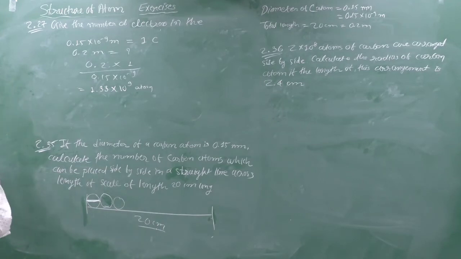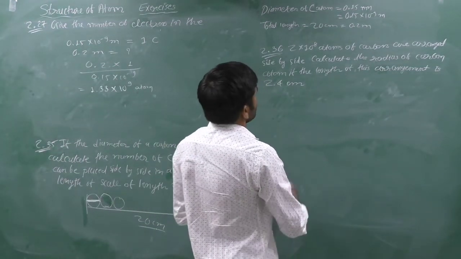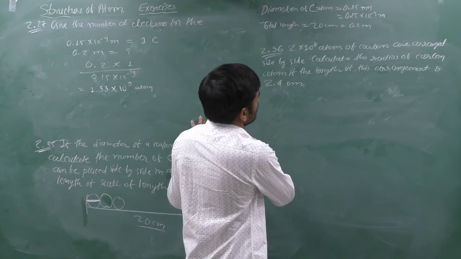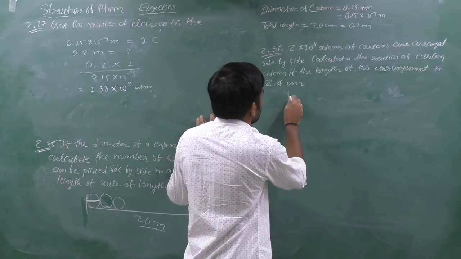Very simple. Next question. 2 into 10 raised to 8 atoms of carbon are arranged side by side. Calculate the radius of carbon atoms if the length of this arrangement is 2.4 centimeter.